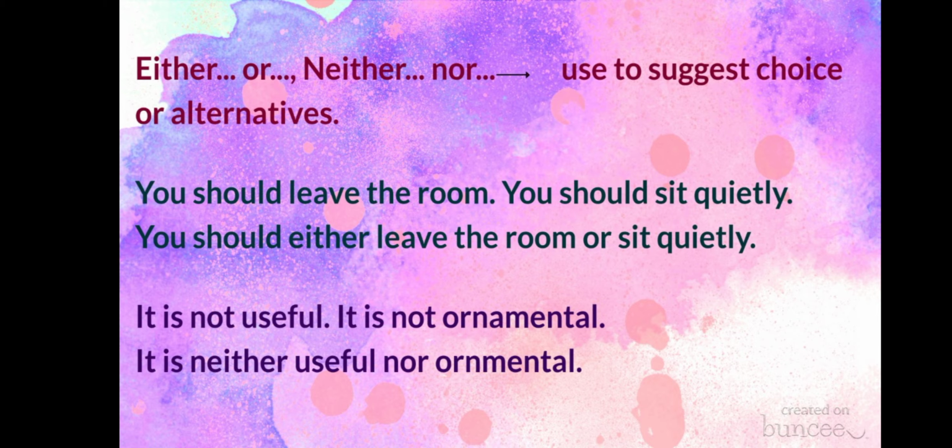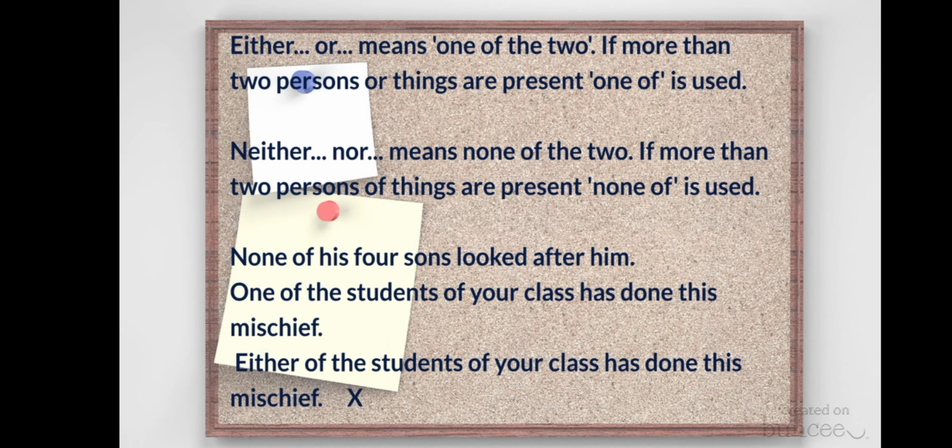Now students, I want to tell you one thing, that either or means one of the two. So if there are more choices, like more than two persons, or more than two things, or more than two situations, in that case we use one of. Just like this, neither nor means none of the two. So again, if more than two persons or more than two things are there, then we use none of. We don't use either or neither nor.